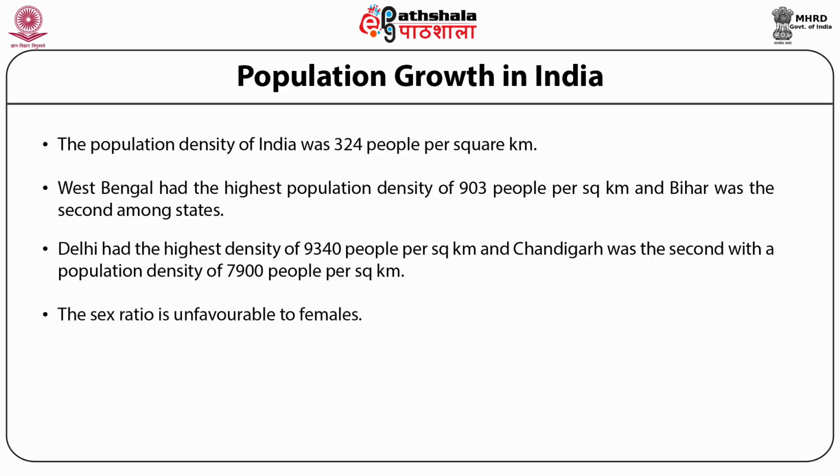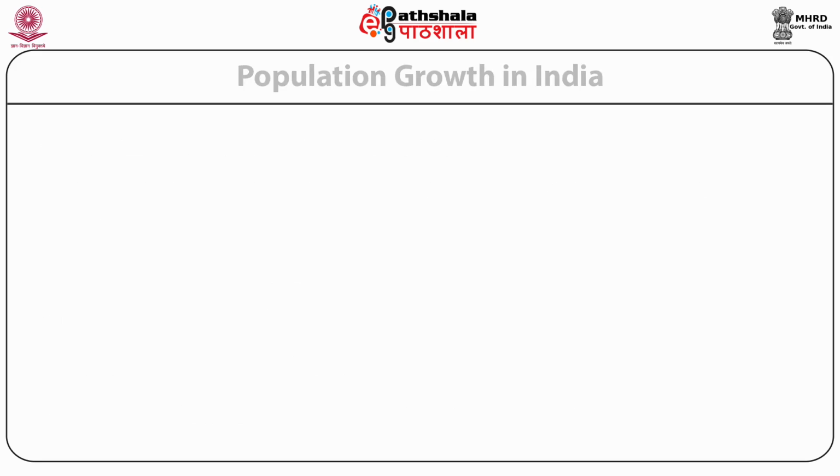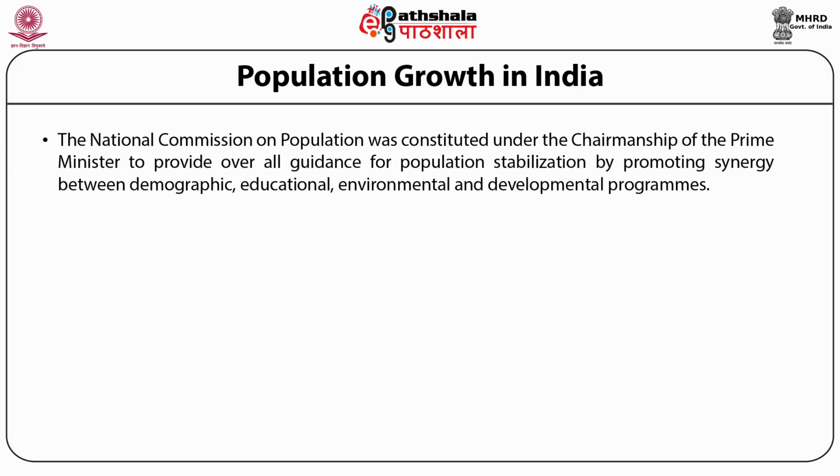The sex ratio is unfavorable to females. It was 933 females per thousand males in 2001. India has 2.4% of the world's surface area but sustains 16.7% of the world population. The National Commission on Population was constituted under the chairmanship of the Prime Minister to provide overall guidance for population stabilization by promoting synergy between demographic, educational, environmental, and developmental programs.